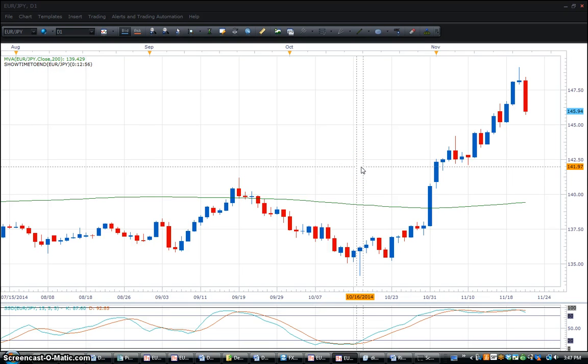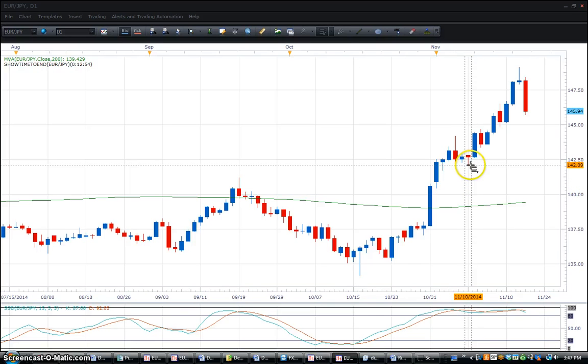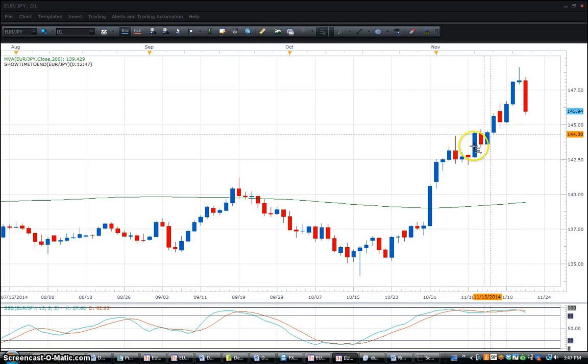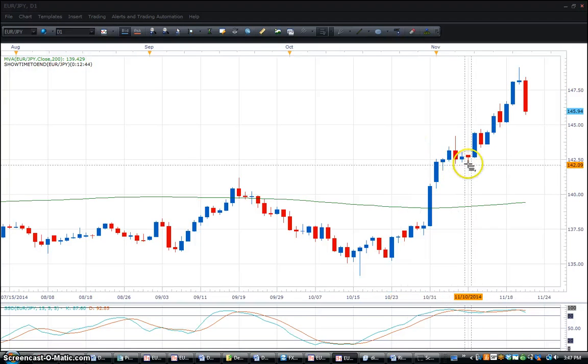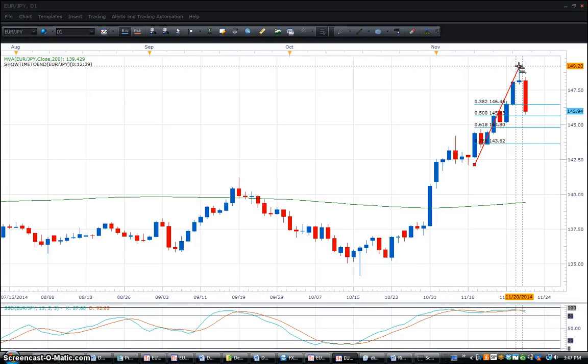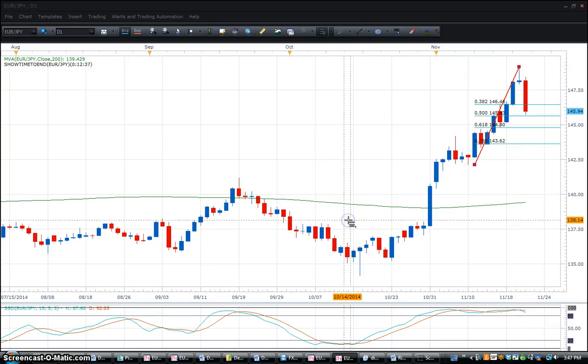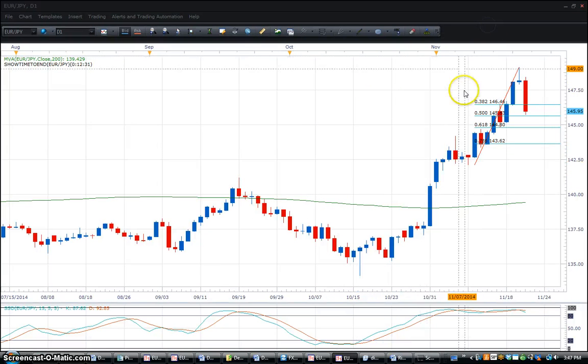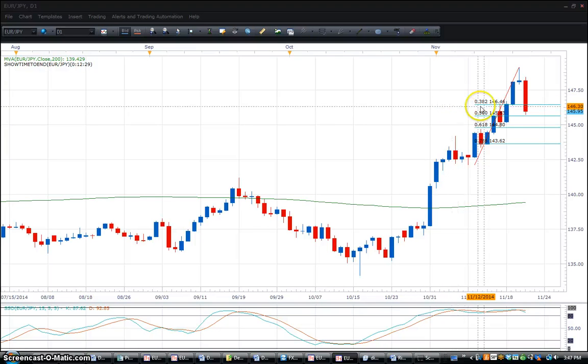All we have to do is use our fib tool, which comes virtually in any charting package, and we go to the bottom of the most recent move to the upside, and we draw a fib line from the swing low, the beginning of the move in an uptrend, up to the swing high. Now we've got four levels of fib retracements: a 38.2% retracement, a 50%, a 61.8% retracement, and a 78.6% retracement.